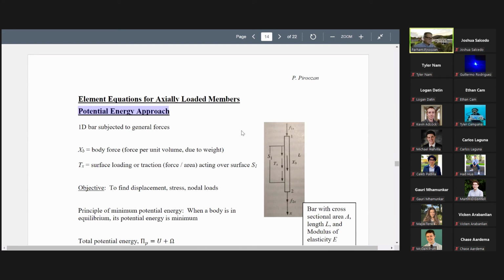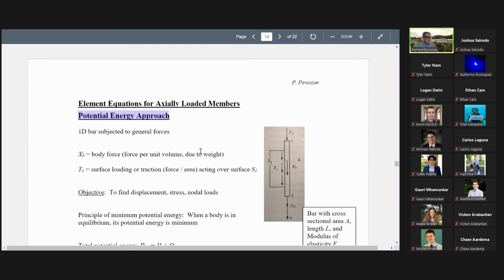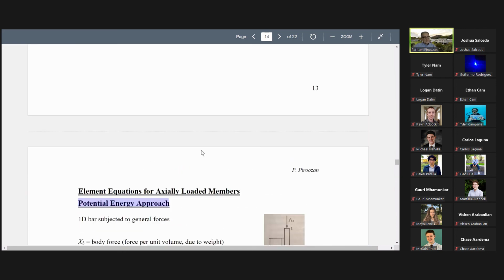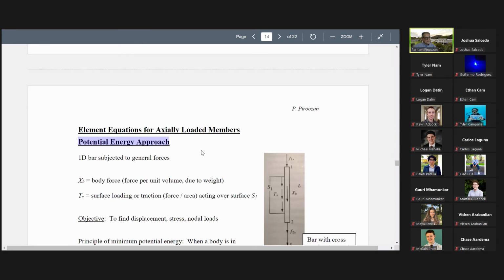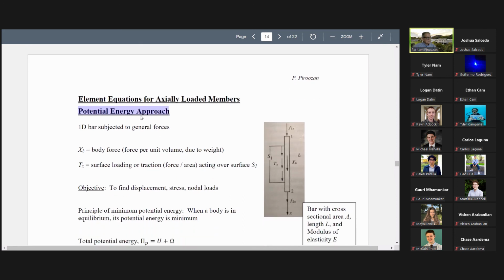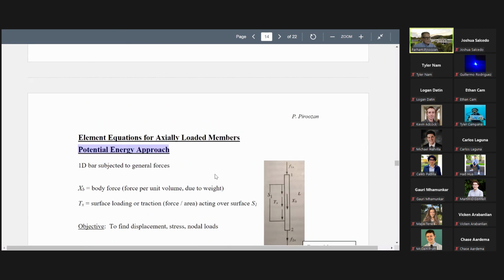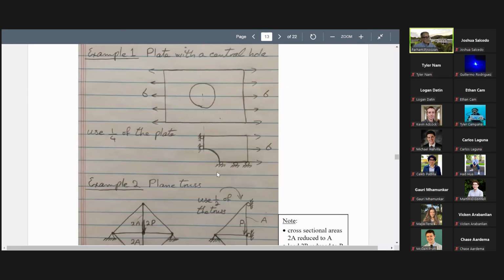And we derive very important formulas. In the previous derivation, it was by direct formulation, which is the simplest form of the finite element method, but this gives us more information when we apply this technique. So that is what is in our next lecture.